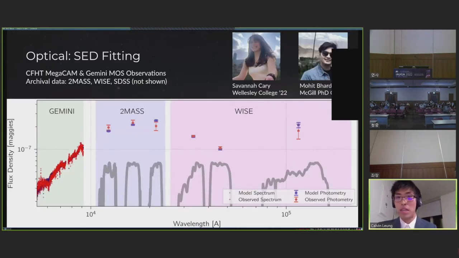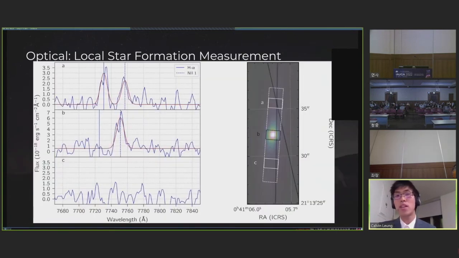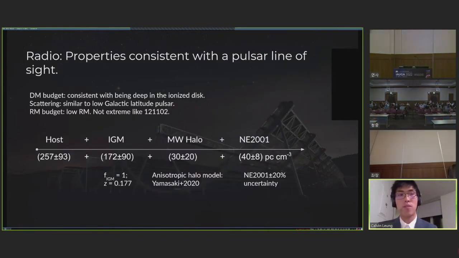My undergraduate, Savannah Carey, who's going to be on a Fulbright and going to Berkeley the year after, led the optical analysis. She did spectral fitting of the SED and also measured star formation in the kiloparsec vicinity of the FRB. So even though the host galaxy has a modest star formation rate, with the spatially resolved spectroscopy we do detect star formation in the immediate vicinity of the FRB. This goes to show that you really need spatially resolved studies in order to fully determine what's going on with FRB hosts, not just their galaxies.